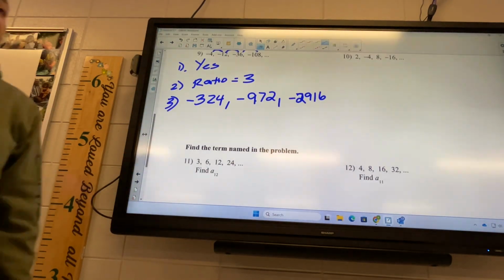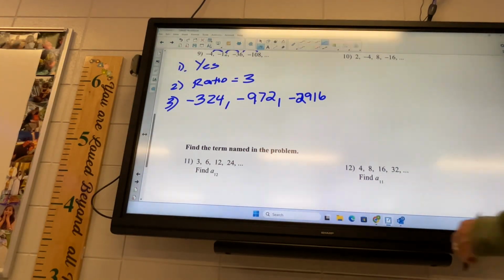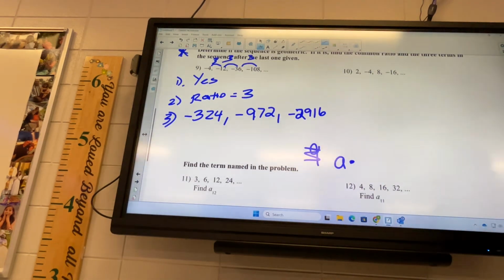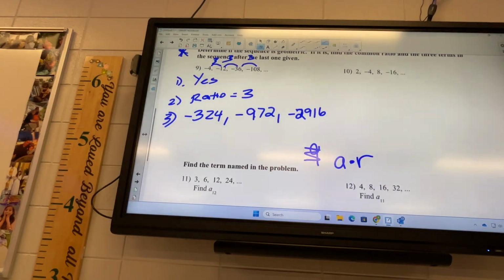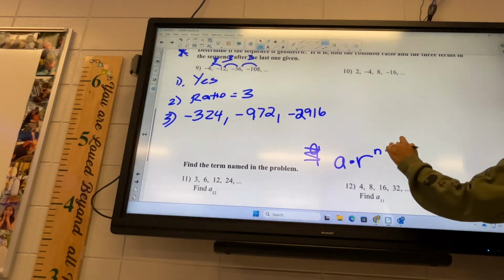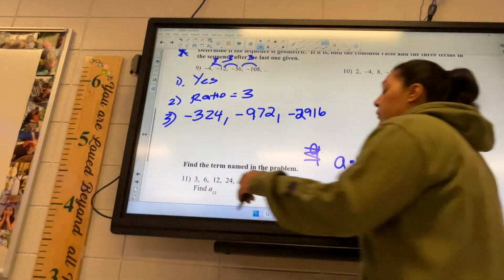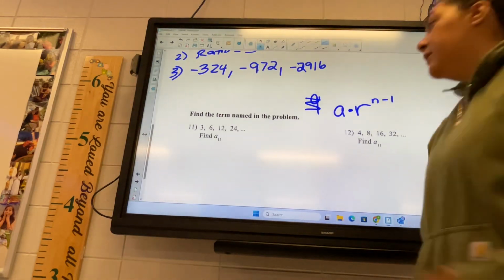Okay, find the term named. Who remembers the formula? It does start with an A. So we get A times what? R. Okay, then what? Can I get a hint? It has a 1 somewhere. It does have, so it goes n minus 1. Okay. What does the A stand for? The first one. So if we're looking at number 11, what is the very first number that they have listed? 3. So my A is 3.